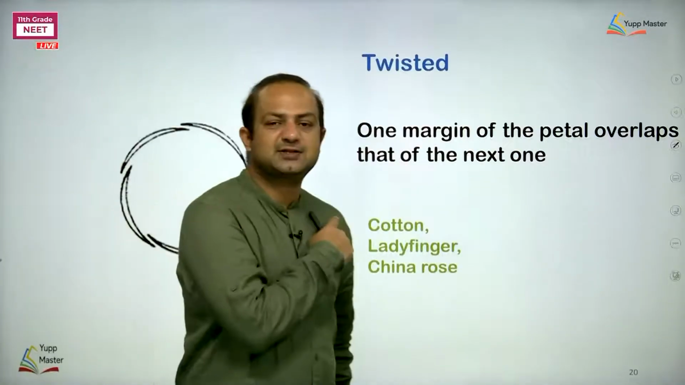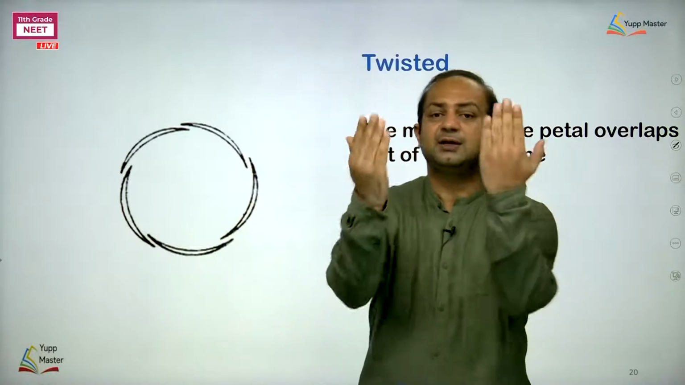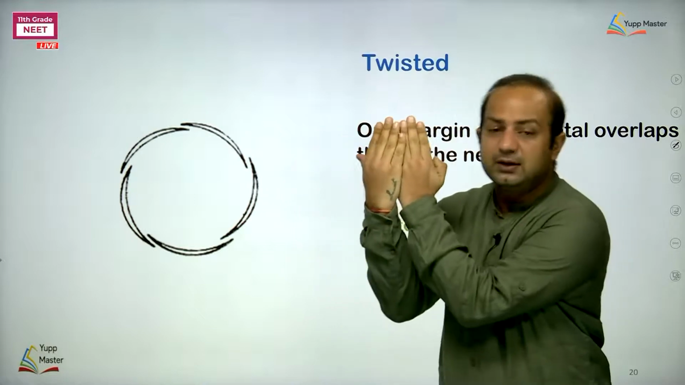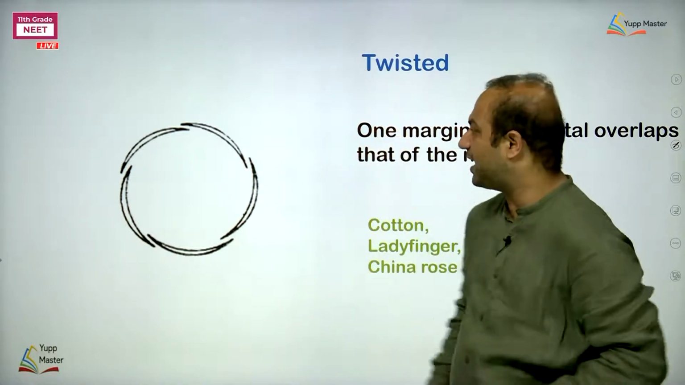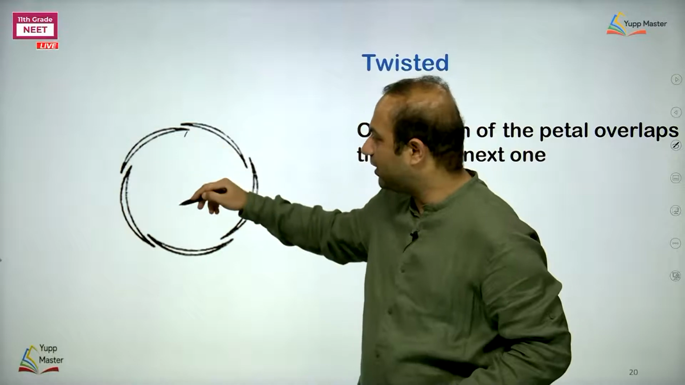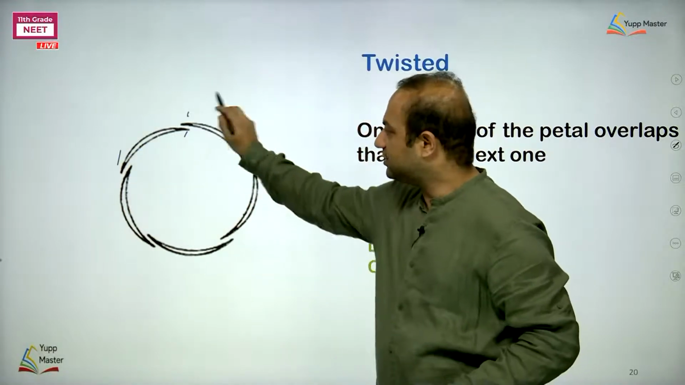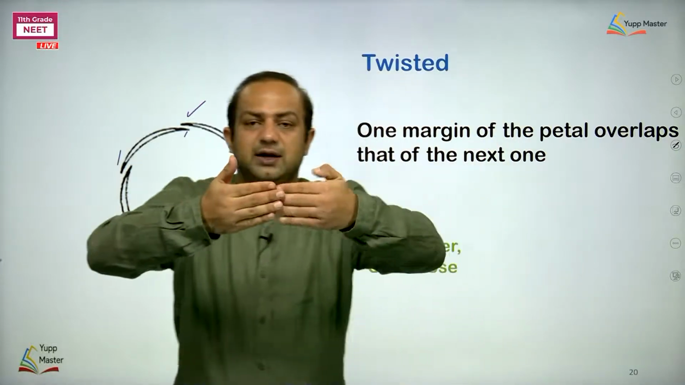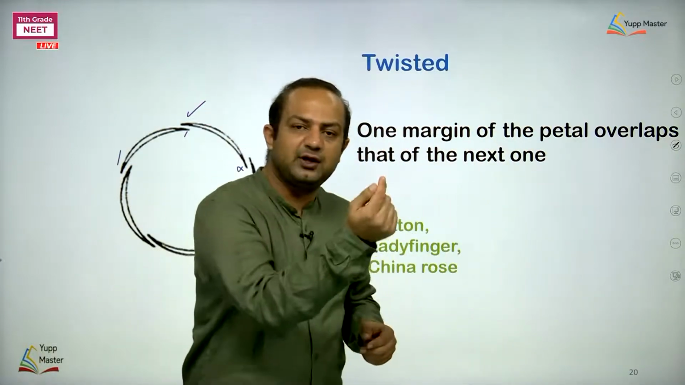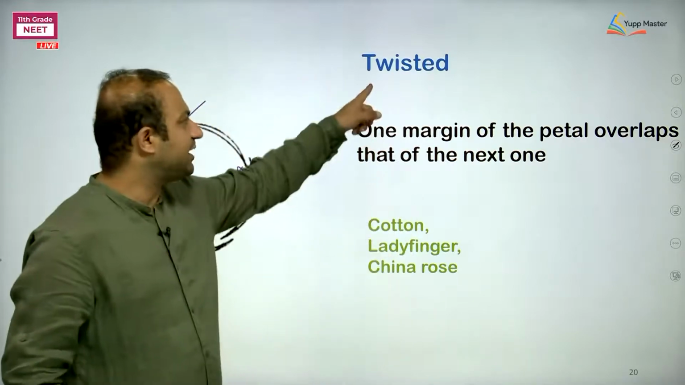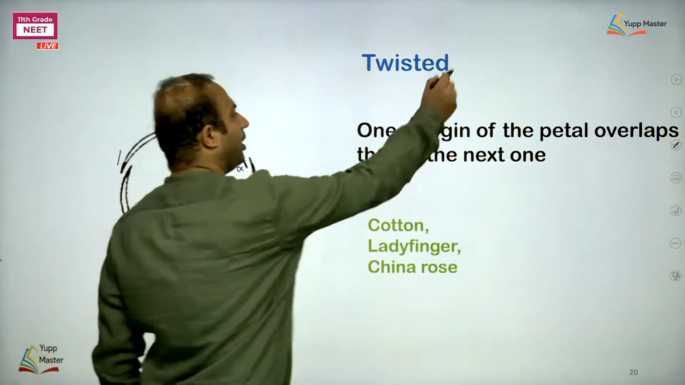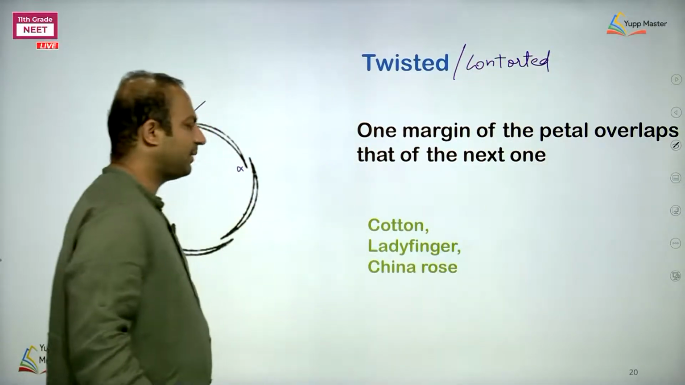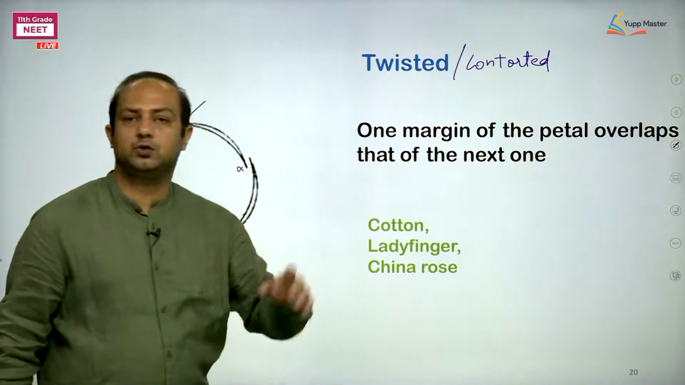The second type is called twisted. Here the petals are not touching each other, instead they are overlapped in this manner. Successive petals show an overlapping pattern: this one is overlapped but this one is free. So there is a manner, we can say alternately, overlapped and free in this order. That is called twisted or contorted, as we see in cotton, ladyfinger, China rose.